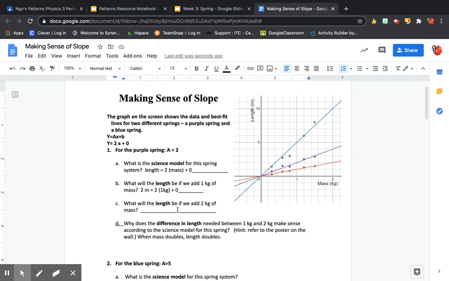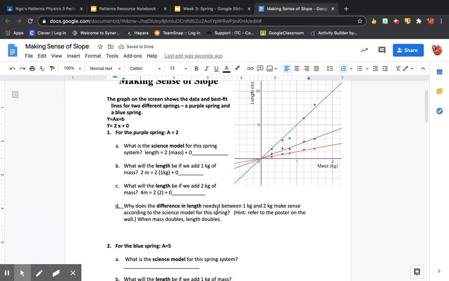Again, what will the length be if we add 2 kilograms of mass? So I can again, oh, I already copied it, so I'm just going to re-paste it down here. And now instead of 1, I'm going to put in 2. 2 times 2 is 4, plus 0 is still 4. So my answer is 4 meters.